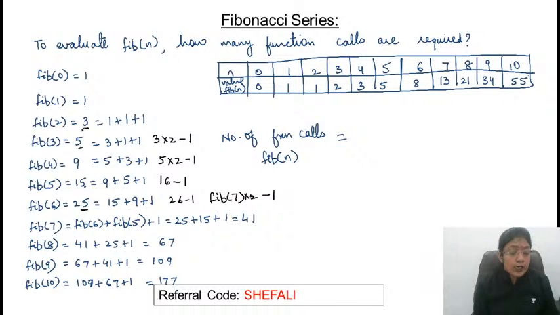Fibonacci 2 के लिए कितनी function calls हैं? Okay, in this case, we have calculated the number of function calls. Sometimes they are asking the formula in terms of the Fibonacci value. So if you observe here, for Fibonacci 2 how many function calls are required? 3 function calls. If you relate it with this one, this is nothing but 2 into 2 minus 1.